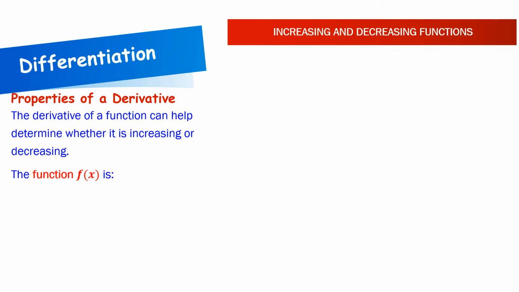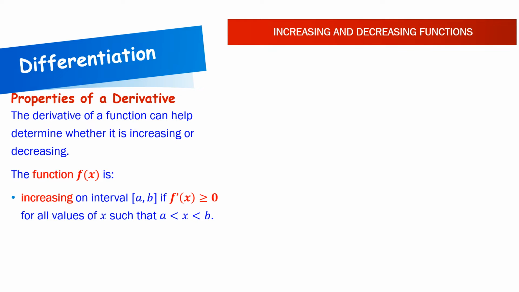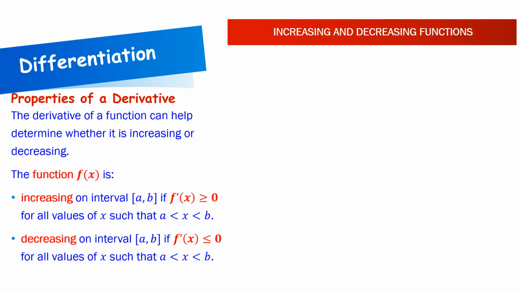The function f of x is increasing on interval ab if f dash of x is greater than or equal to 0 for all values of x such that a is less than x is less than b. And it is decreasing on interval ab if f dash of x is less than or equal to 0 for all values of x such that a is less than x is less than b.